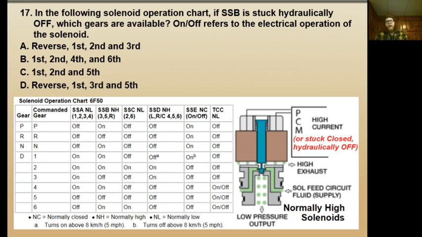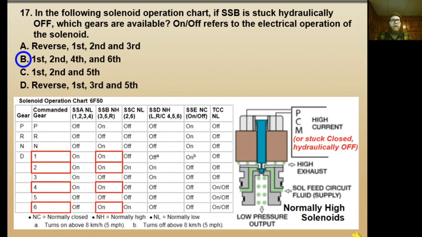All right, so back to the task at hand. Shift solenoid B is stuck hydraulically off. Which gears are available? You can see our options there. So which ones work when it's off? Reverse would be off, third would be off, fifth would be off. First, second, fourth. I would say that those would all be unavailable, so I think that might actually be a typo in there, which is weird.